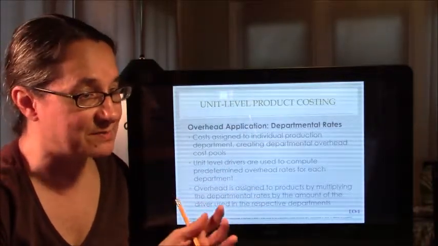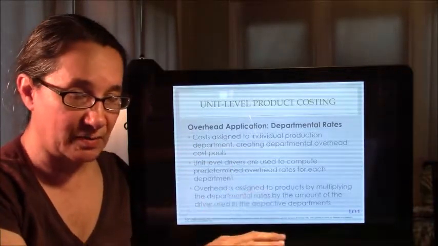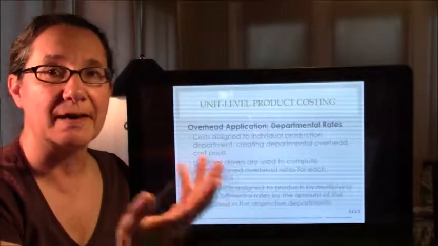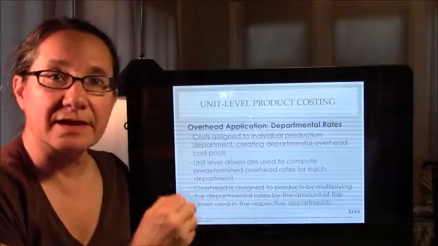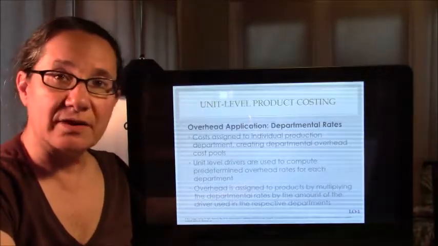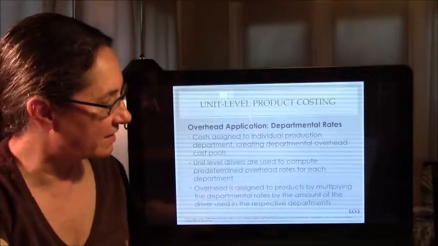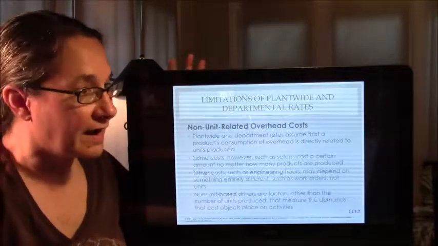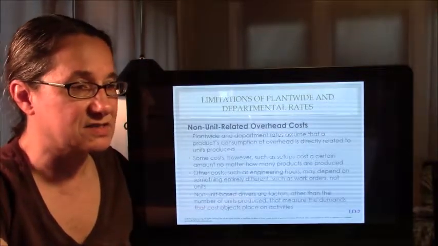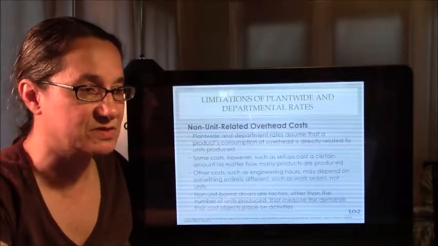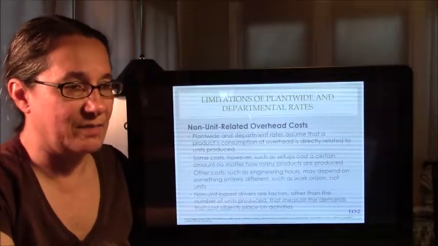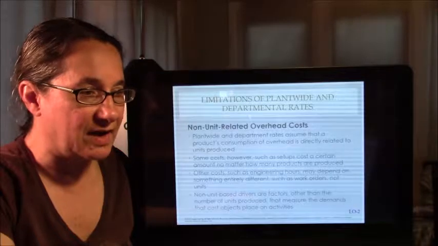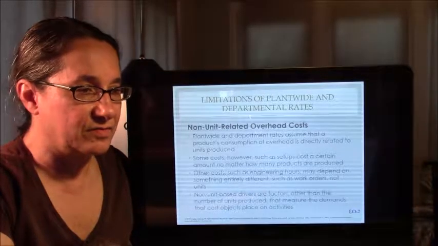And so then you do the same thing. You say, okay, well, how much was my department rate for this department? How much overhead did I spend for this department? How much overhead did I spend for that department? Divide it by whatever my driver is, labor hours, and then you get a rate for the department. It's all kind of the same idea. All right? So plant-wide and department rates assume that a product's consumption is related to its units produced, but for some things, it doesn't matter how many products get produced. So a lot of times we use non-unit related drivers.